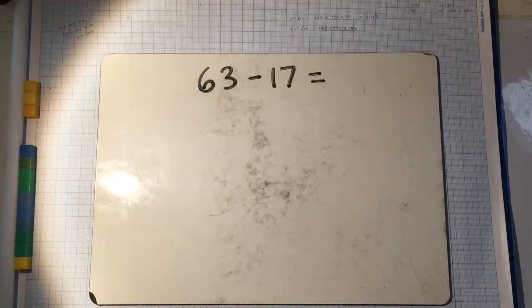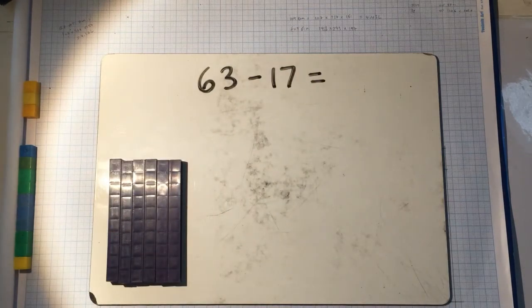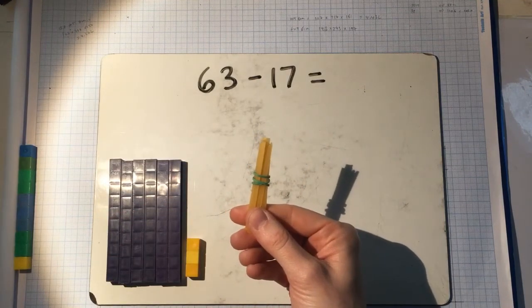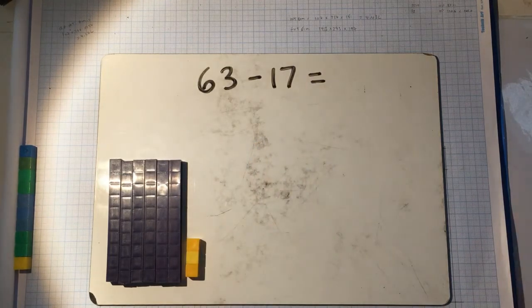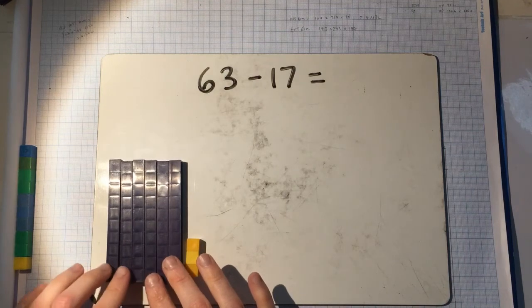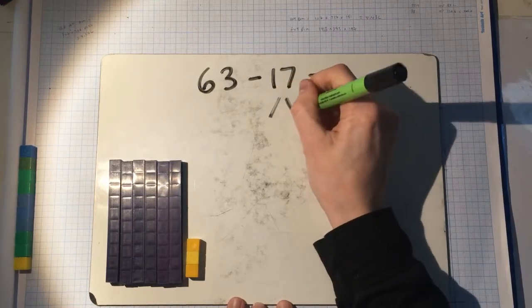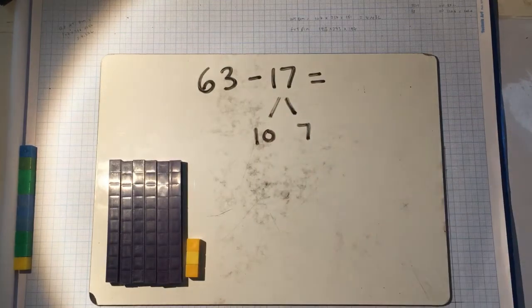Now, as with most things, we will get children to use the resources first to help them understand how to do this. And as I mentioned earlier, if you haven't got tens and ones, then you can make use of your bundles of spaghetti or your matchstick bundles to make 63. So as you can see, I've made 63 with my 6 tens and my 3 ones. The next step is to partition that second number into tens and ones. So I know that 17 is made up of 10 and 7.